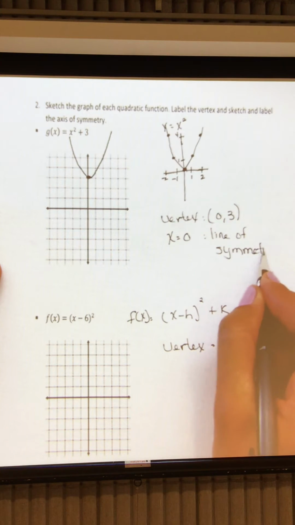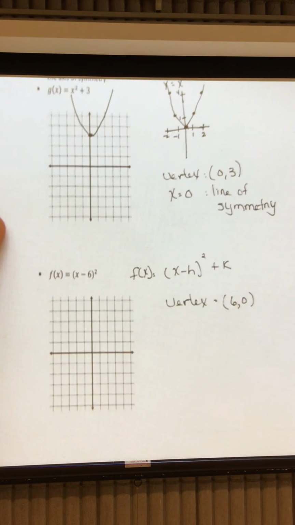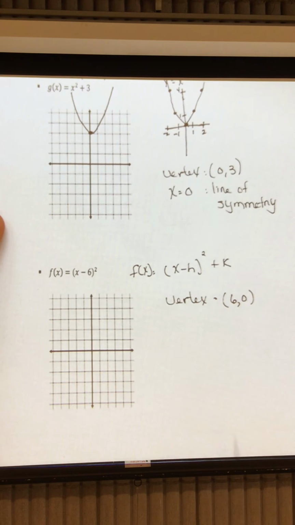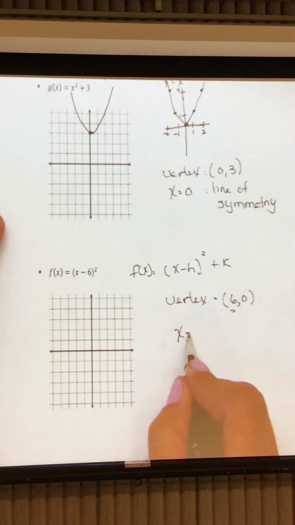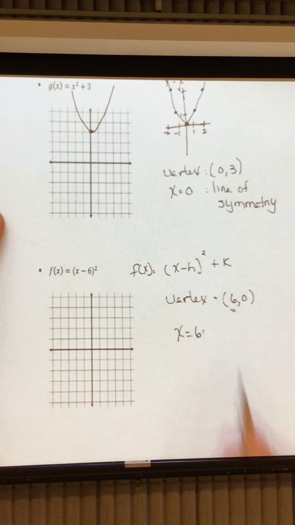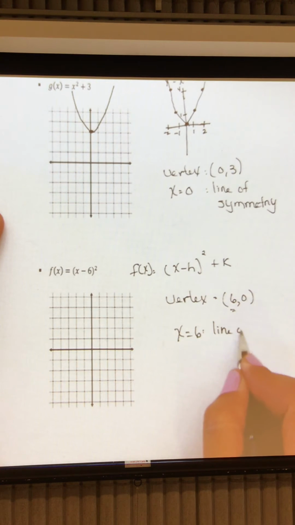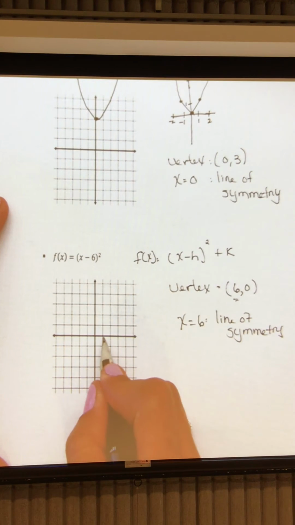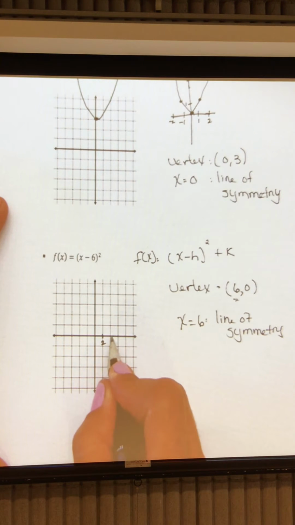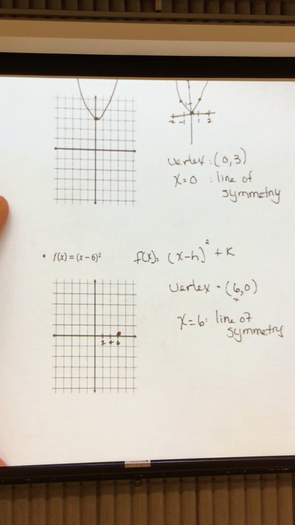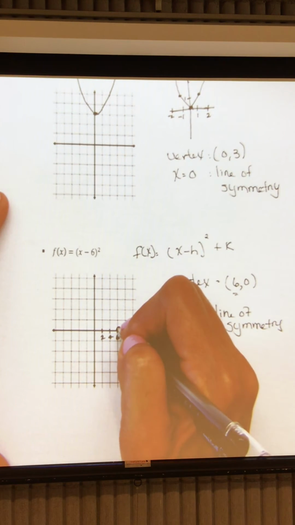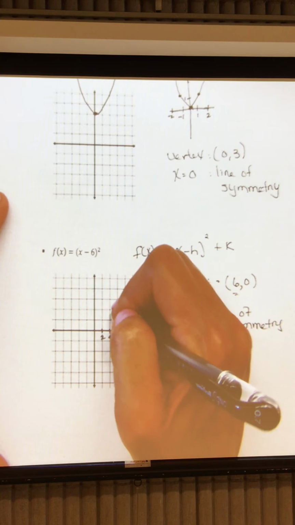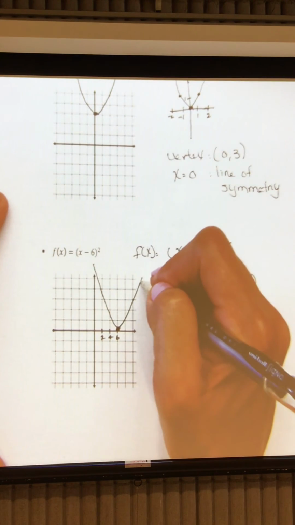And the same holds true for the second part. The vertex is 6, 0, and our x is equal to 6. Therefore, x is equal to 6 is the line of symmetry. So let us go to our graph. 6, 0, so let's do these in increments of 2. 2, 4, 6. So 6, 0 is here, and your parabola looks something like that.